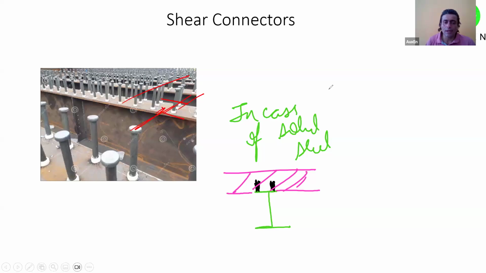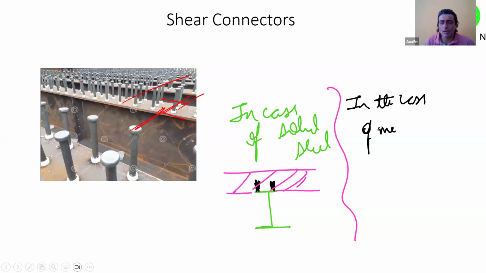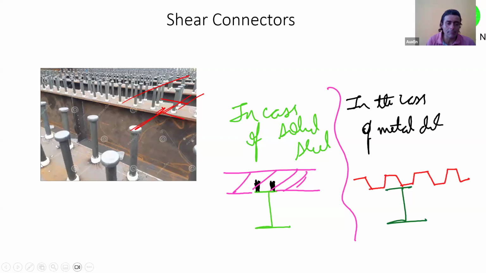In the case of metal decks, what do you do? You will put your beam, then you will put your deck slab also. I am showing you a case where the deck slab ribs are parallel to the beam span. So then you will put your deck slab also, and through the deck slab you will put these connectors. Is it clear? Is the sequence understood?